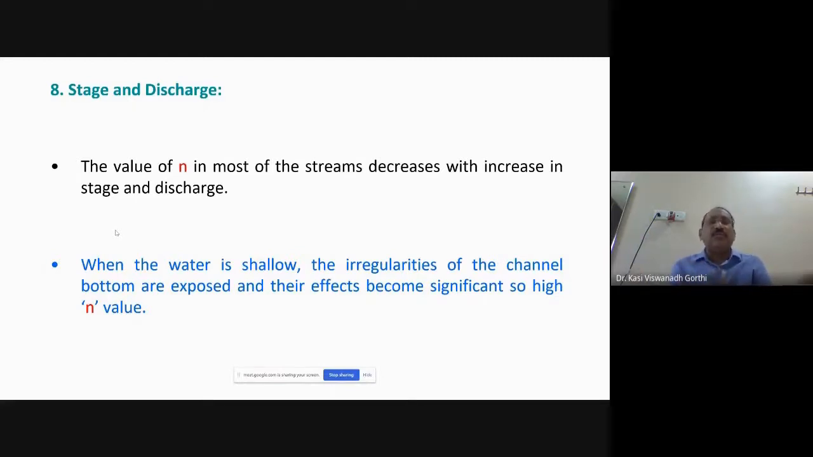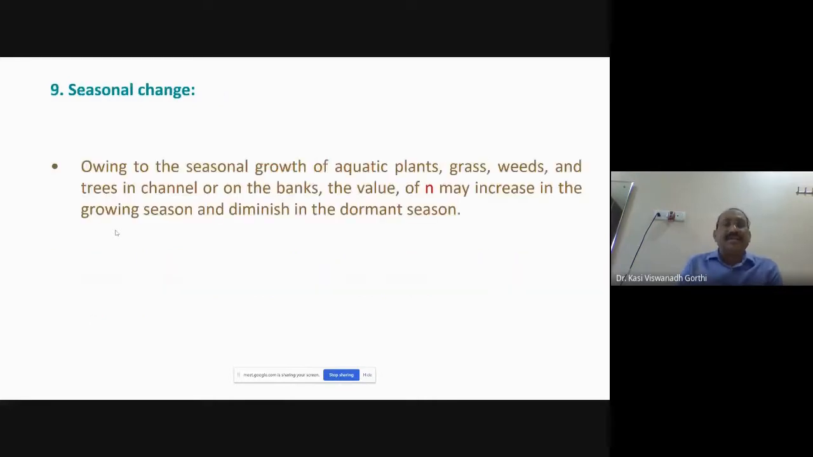So when more flow is taking place in the river, the water surface level also rises. This is what is stage. Stage is the level, the depth at a particular section, whereas the discharge is the quantity of water flowing per unit time. So when the water is shallow, the irregularities of the channel bottom are exposed, the effects become significant, the value of n becomes higher.